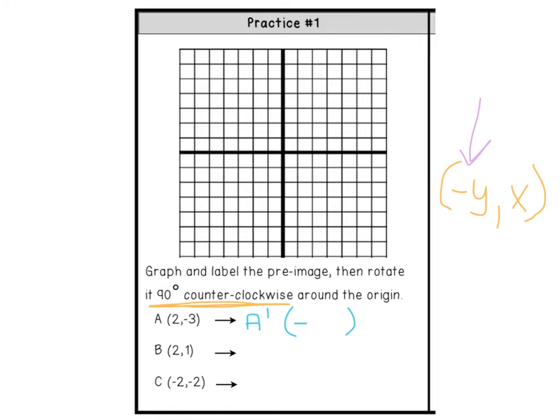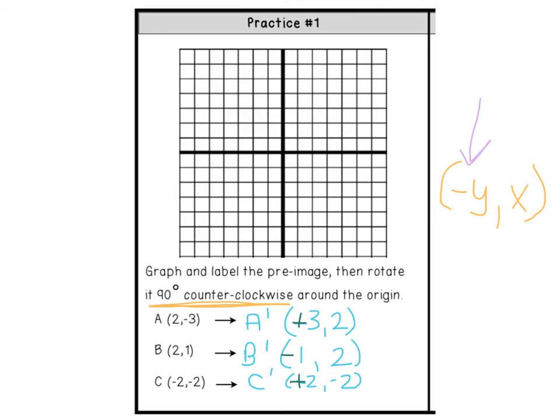Okay, so A prime. We're going to reverse the X and Y, and then what used to be the Y value, negative 3, is going to become the opposite. Okay, B prime. We're going to reverse and make what used to be the Y value the opposite. And then C prime, reverse. These just happen to be the same thing. And then we make what used to be the Y value the opposite.